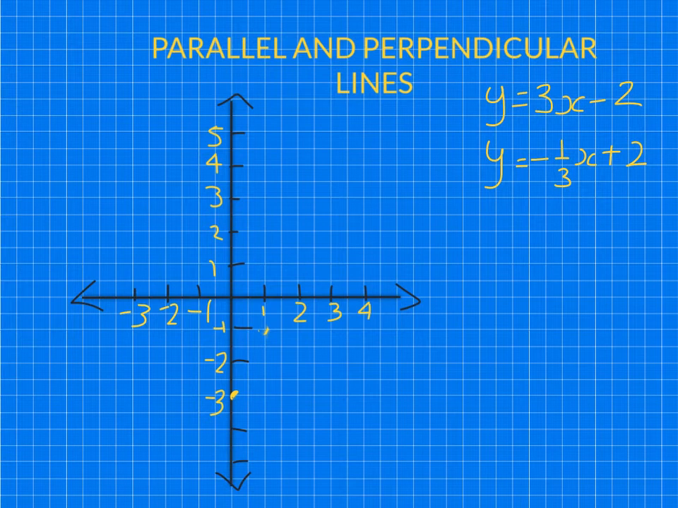So let's go ahead and graph them. So y equals 3x minus 2. Again, I mark the y-intercept. So the y-intercept is here.